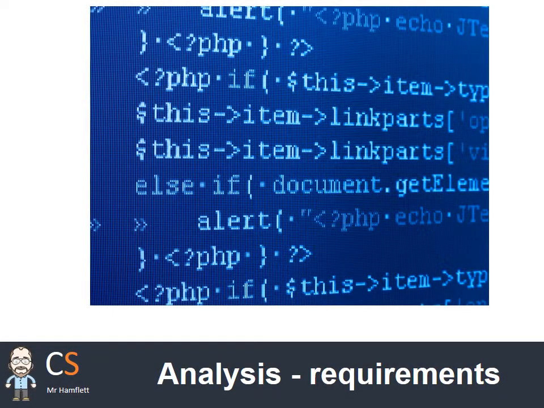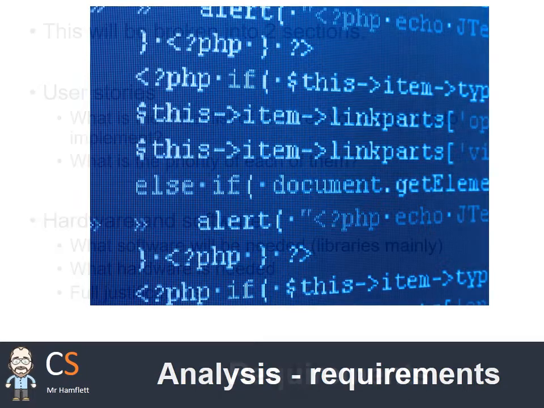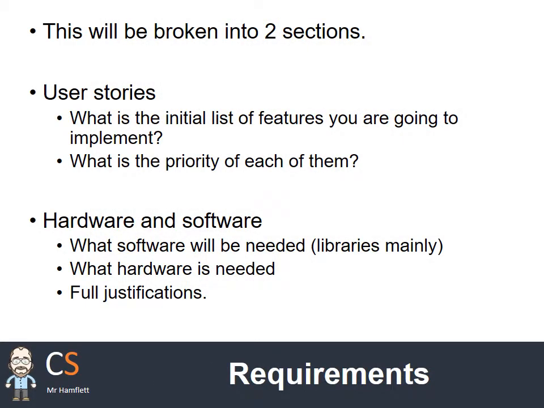One of the last sections is requirements, and this is mercifully a very short section. We're going to do two things. First of all, talk about user stories, and finally hardware and software. So user stories are features. Okay, I'm starting to dip into agile terminology. You don't have to. You can just simply call them features.